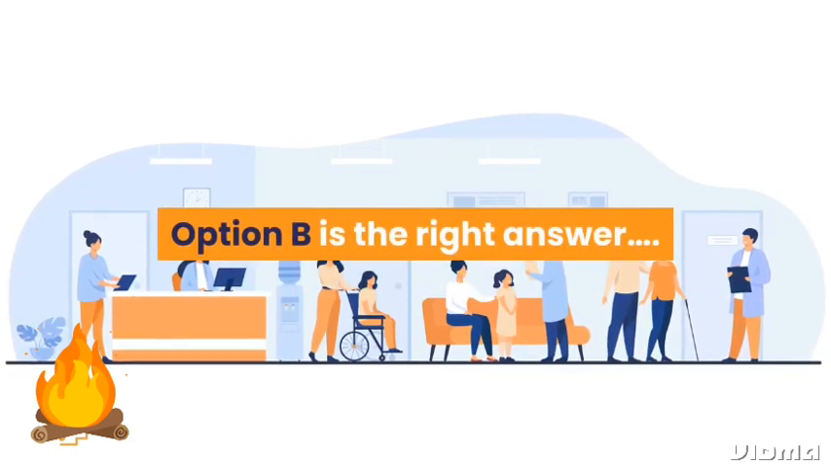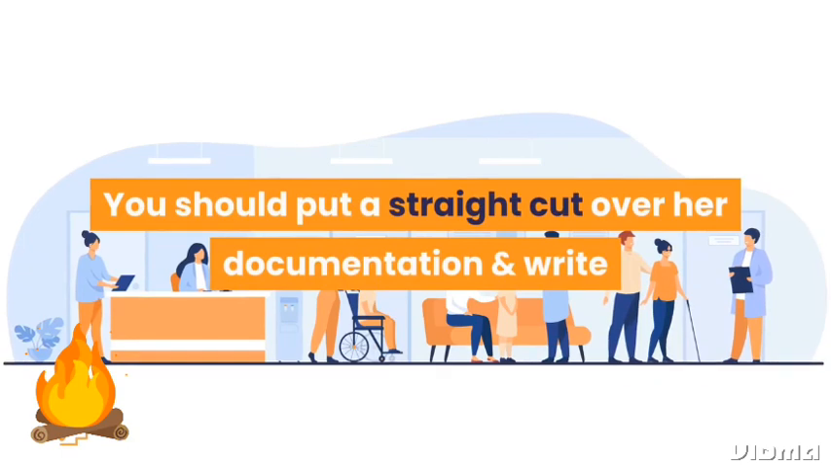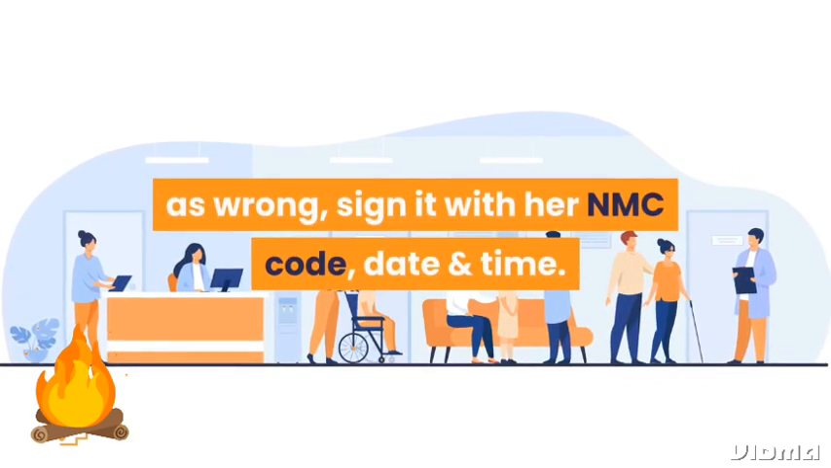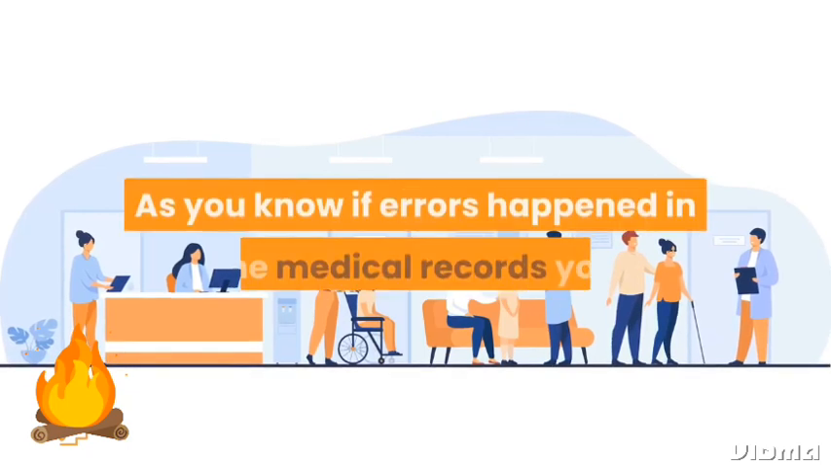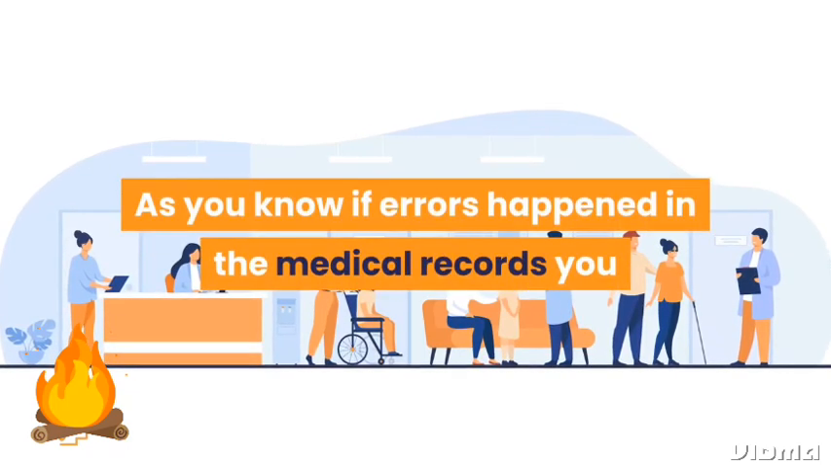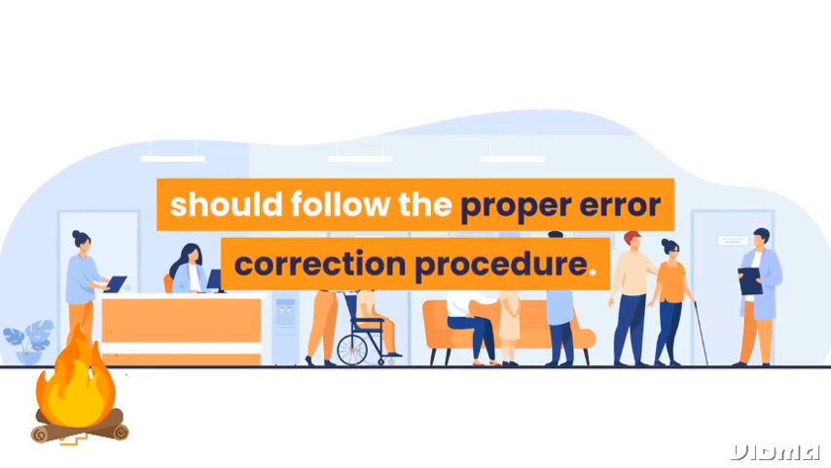Option B is the right answer. You should put a straight cut over the documentation and write as wrong, sign it with your NMC code, date and time. As you know, if errors happen in the medical records, you should follow the proper error correction procedure.